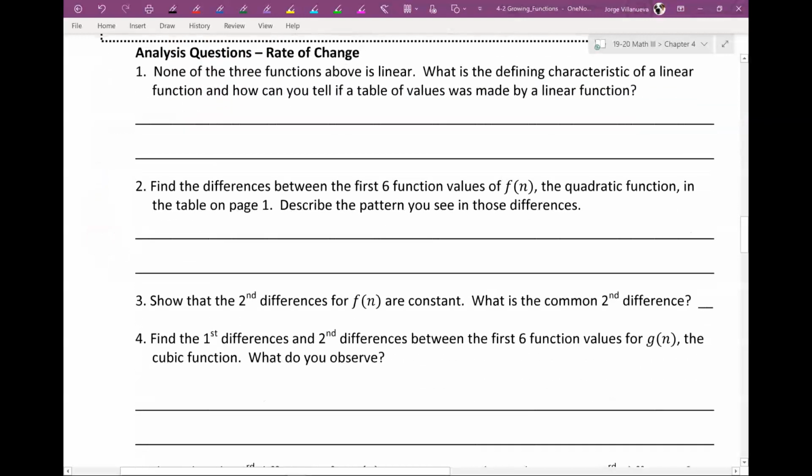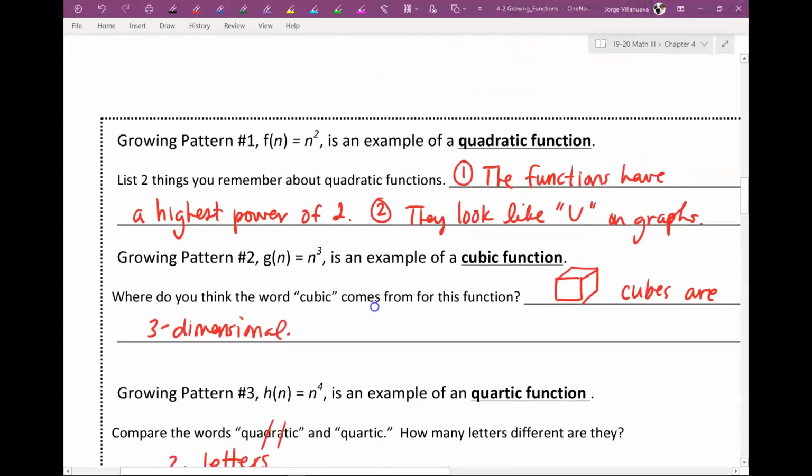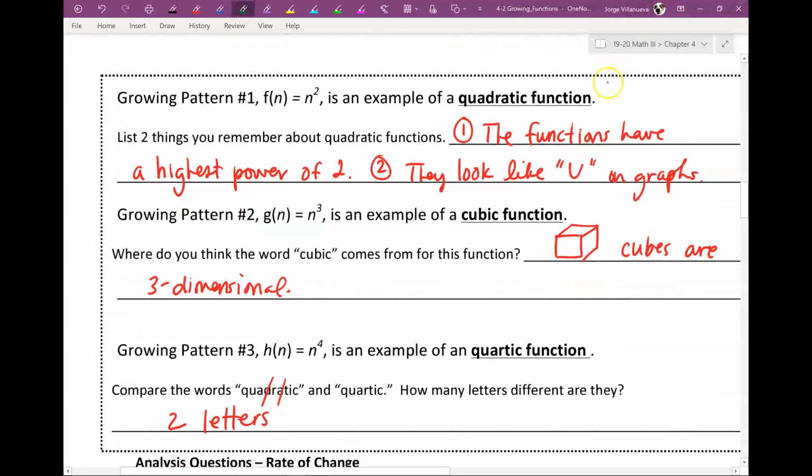So the very first thing that they said is none of the 3 functions above was linear. So the n squared function, if I can go back really quick to this thing here, I'm going to draw them for you guys. A quadratic function normally looks like this. A cubic function normally looks like this. And a quartic function normally looks like that. Okay? Quadratic normally looks like a U shape. Cubics, people call them snakes. And then the quartics usually like W's, okay, or upside down W's or M's, right? So they usually look like that.